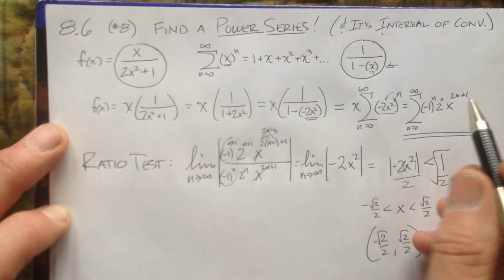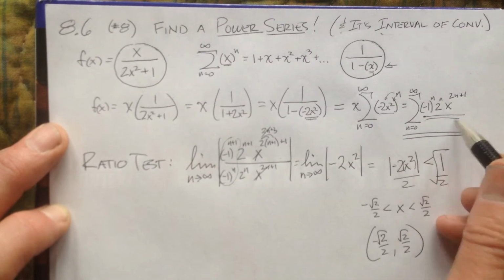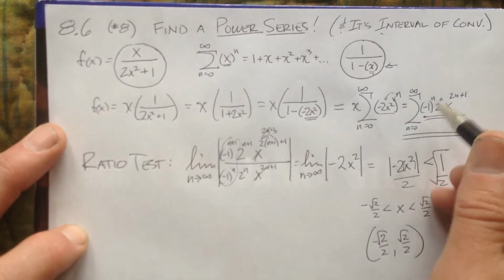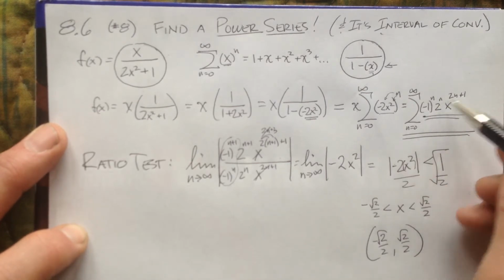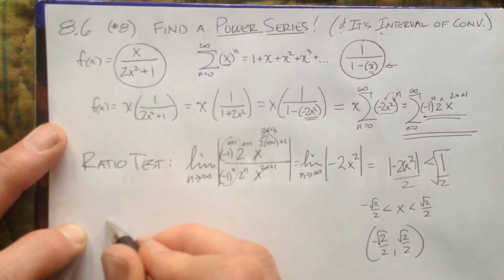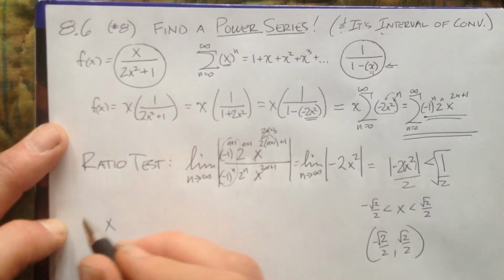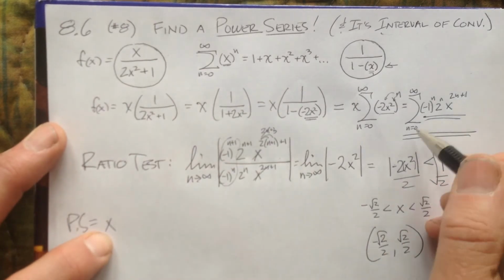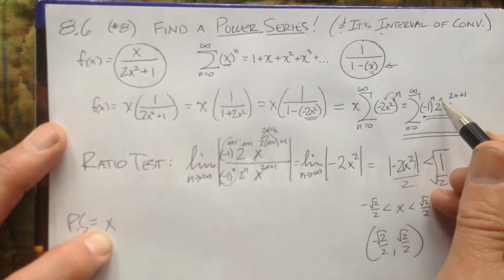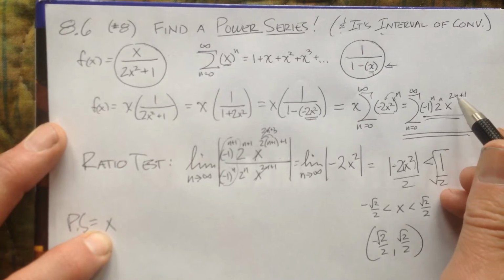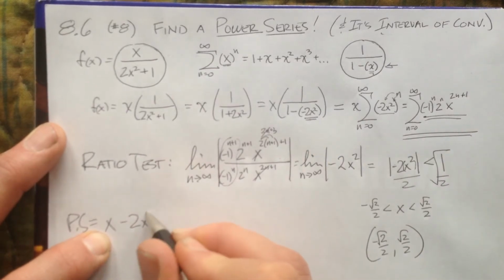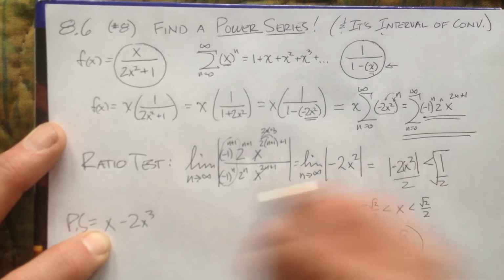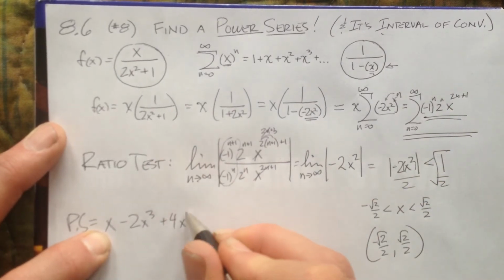So I think it's kind of cool to write the first few terms of this. So if we go back here and say, all right, our geometric series, when I plug in 0, that gives me 1, that drops out, it gives me x. So my power series approximation is going to be x. And then when I plug in 1, I'll get a negative 2, and then x to the third, minus 2x to the third. When I plug in a 2, I'll get positive 4x to the fifth. And then you see the pattern, I think.